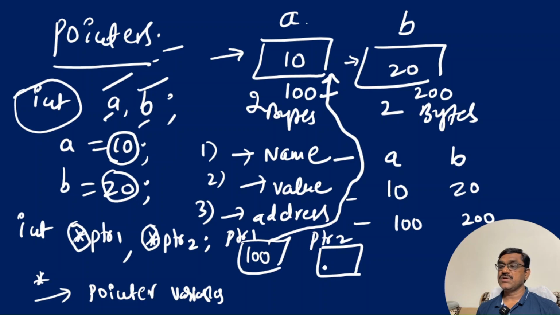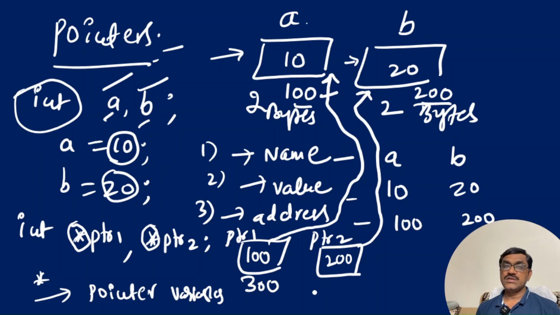Now, similarly, ptr2, I am writing it as 200. It is also not an ordinary value. It represents the address of b. Here, the address of b, I said, is 200. Right? Now, like ordinary variables a and b, the variables ptr1 and ptr2 also have their own addresses, which are given by the system. Assume that the address of the variable ptr1 is 300 and the address of ptr2 is 400.